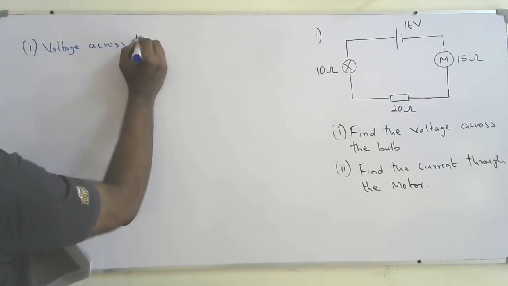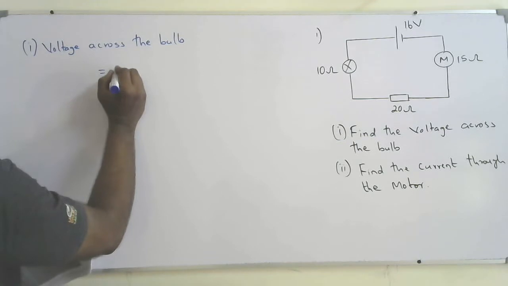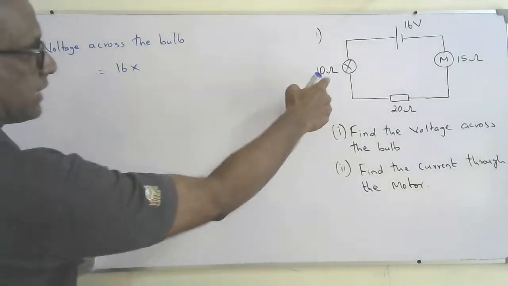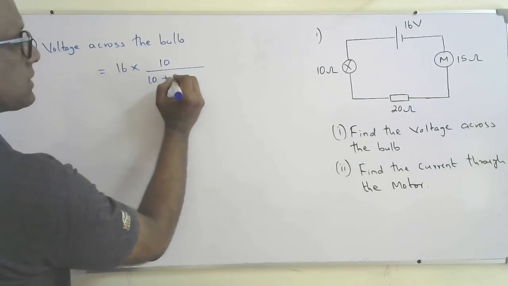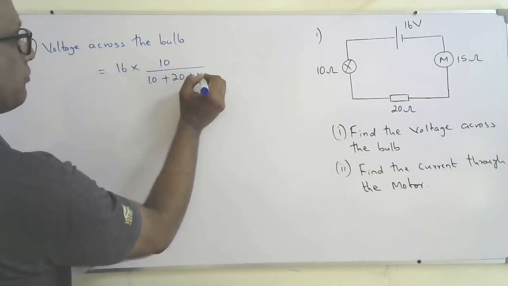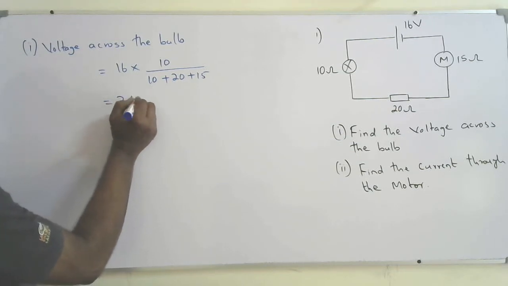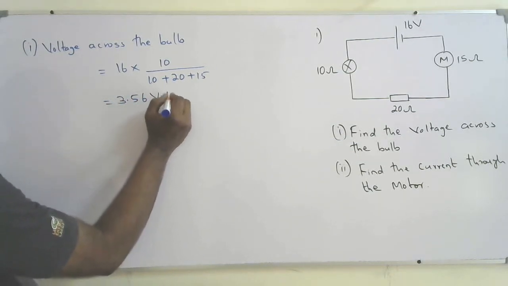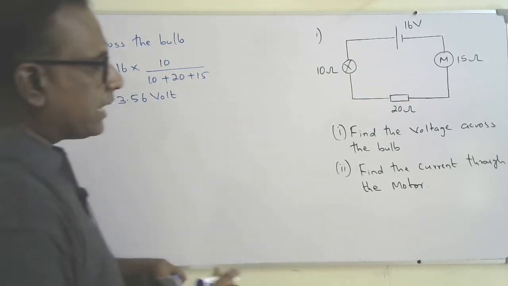So for the first part, the voltage across the bulb is equal to the total applied voltage times the resistance of the bulb divided by the total resistance, 10 plus 20 plus 15. If you solve it, you will get the voltage across the bulb, which will be 3.56 volt. Second part, a simple question: find the current through the motor.